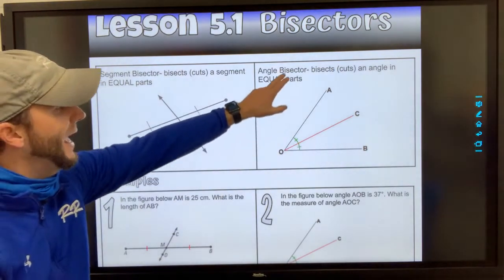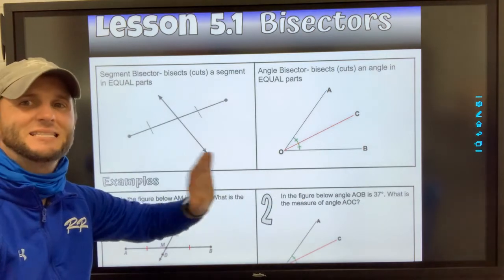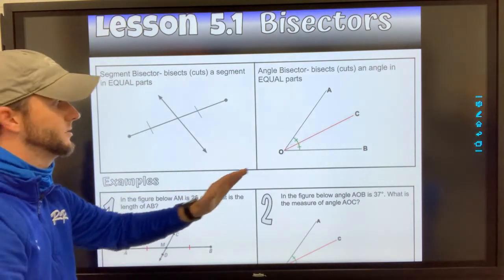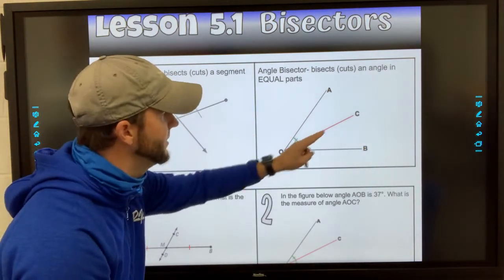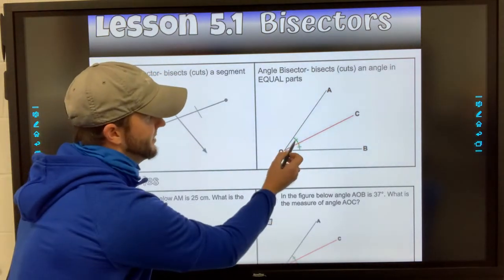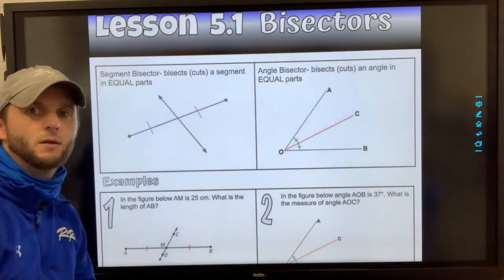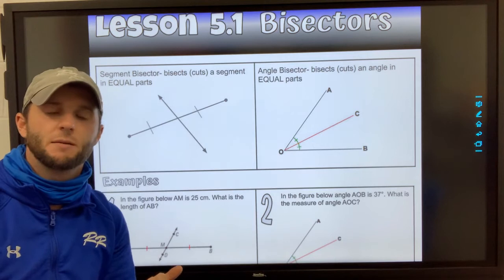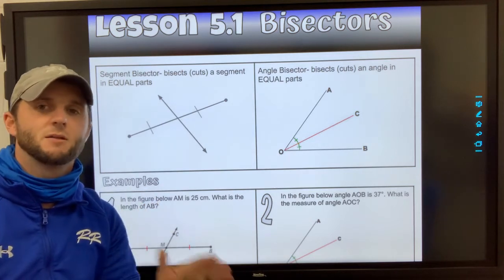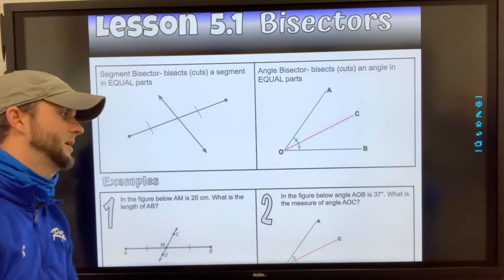Same thing over here, an angle bisector. It bisects the angle into two equal parts. So line C is cutting angle AOB into two equal parts. That means this angle would be equal to that one. So one more time, bisect means cuts in half. Let's look at our examples, and then we'll work some of these out to prove that some of them are bisectors.